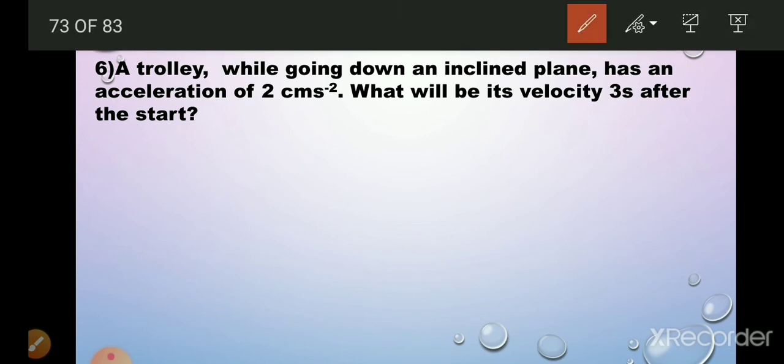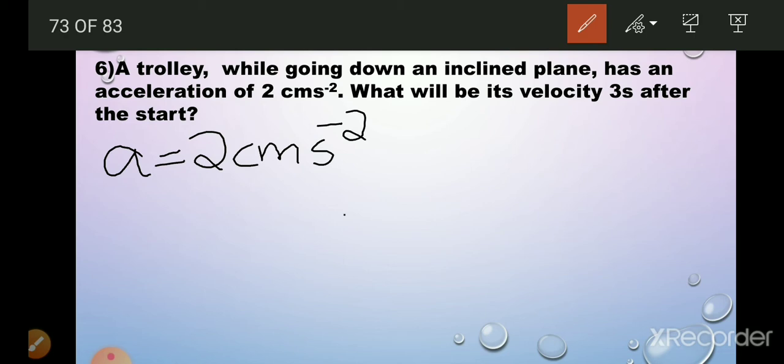A trolley, while going down an inclined plane, has an acceleration of 2 centimeter per second square. What will be its velocity 3 seconds after the start? So here, sixth question, let us write what is given. Acceleration is given, that is A is equal to 2 centimeter per second square, and time is given, velocity after 3 seconds. So T is equal to 3 seconds.